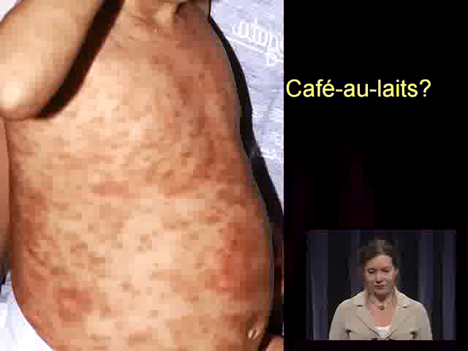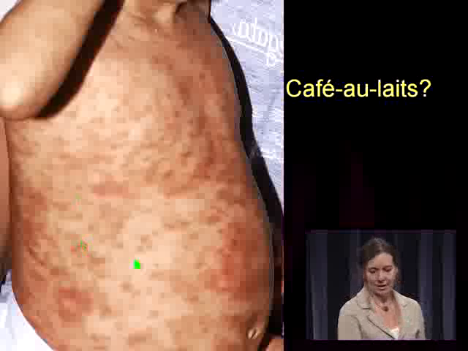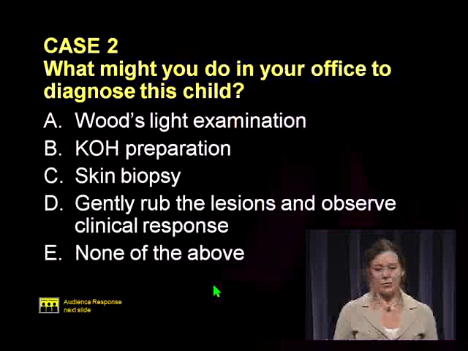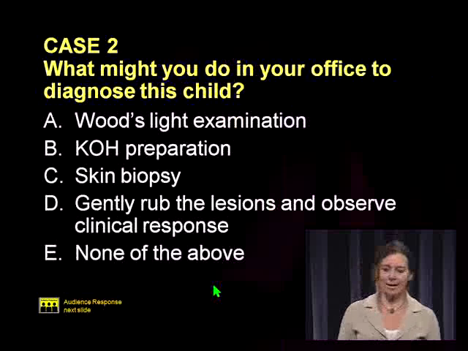So this is the child that you're examining, and you see all these lesions, all these tan macules, and again, some seem to be slightly elevated. You see some areas with redness. What might you do? Do you want to do a Woods light examination, a potassium hydroxide preparation, a skin biopsy? Do you want to gently rub the lesions and observe for the clinical response, or none of the above?